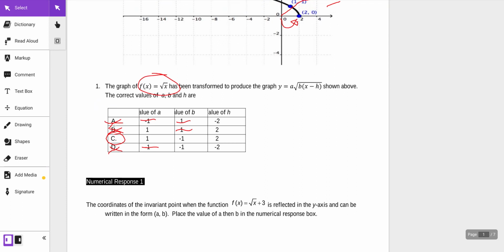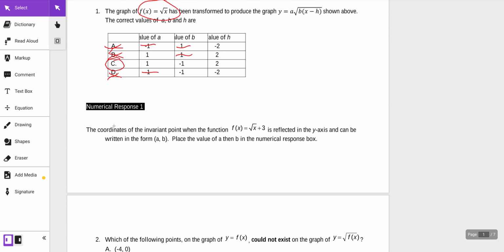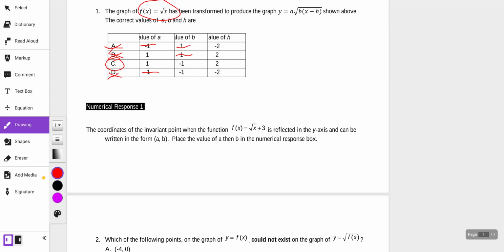All right. Numeric response number 1. The coordinates of the invariant point when the function f of x equals root x plus 3 is reflected in the y-axis can be written in the form a, b. Place the value of a, then b in the numeric response box. I didn't give you numeric response boxes, so I was just looking to see if you could get that point a, b.